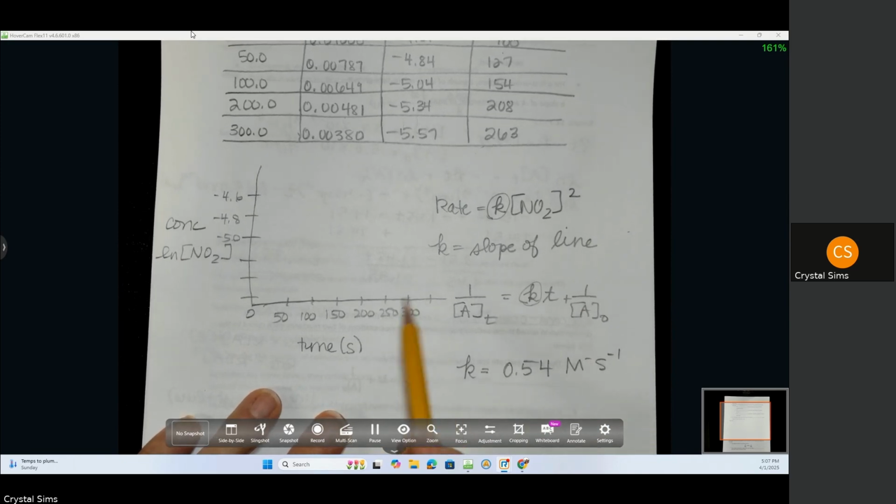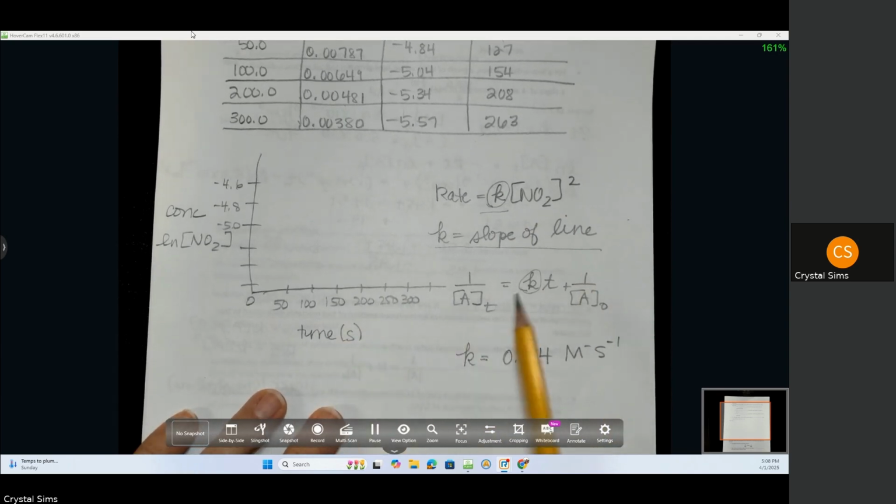So just keep that in mind, that if they ask you to determine what order reaction it is, and then they come back and say, hey, give us the rate constant. Well, when you have that straight line, K in a second order reaction is equal to the slope of the line, we can just plug in some data, solve for K, and that gives us our rate constant.